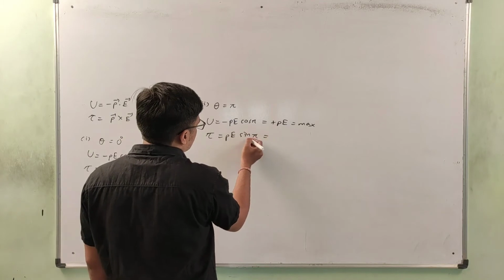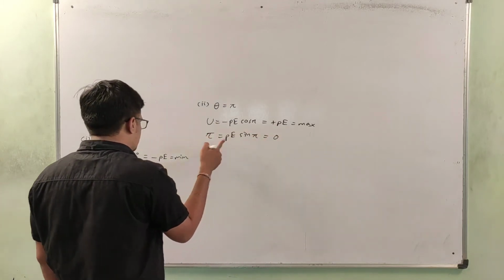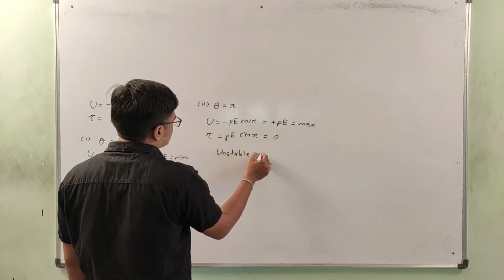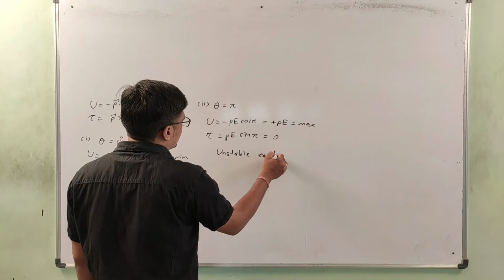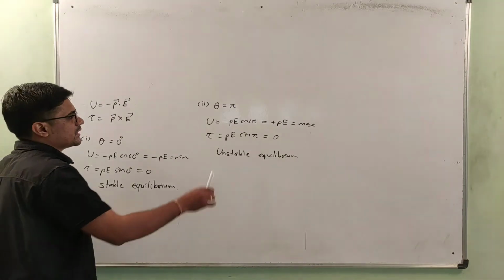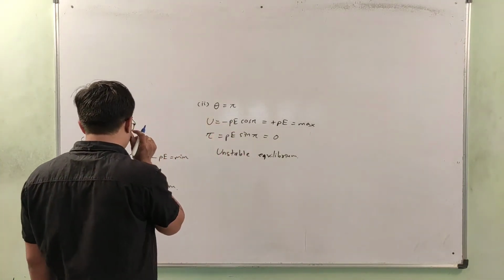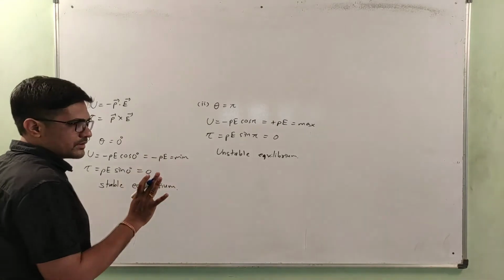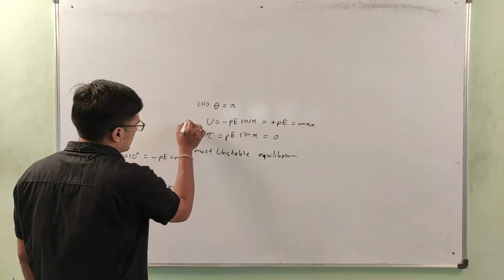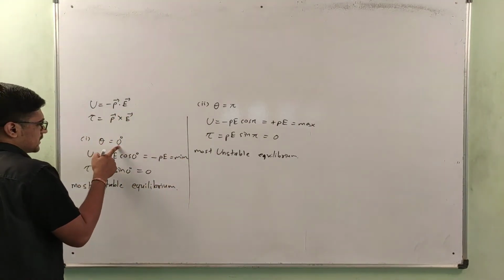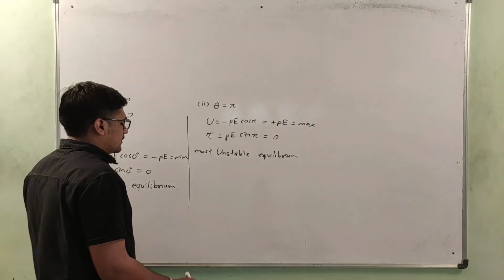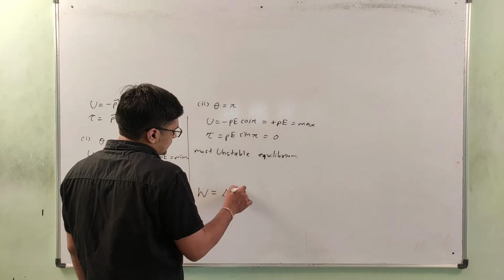Sin pi is equal to what? 0, so torque is 0. Torque is 0, so it is in equilibrium, but the energy is maximum, so that is called unstable equilibrium. So this is the unstable equilibrium state of a dipole in an external electric field, whenever the angle between P and E is pi. So whenever stable equilibrium or unstable, or you are told this is most stable or most unstable, then you should consider the angle between P and E equal to 0 and pi.